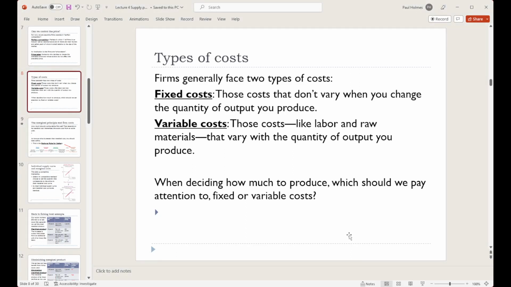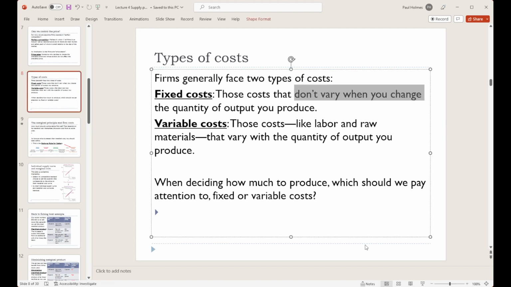We're going to take a little detour here before coming back to supply. If you're a firm, then we generally say that you have two types of costs, two types of things that you have to pay for because of the output that you're producing. Those two different types of costs we call fixed costs and variable costs. Fixed costs are ones that don't change as we produce more. Variable costs are ones that do change as we produce more.